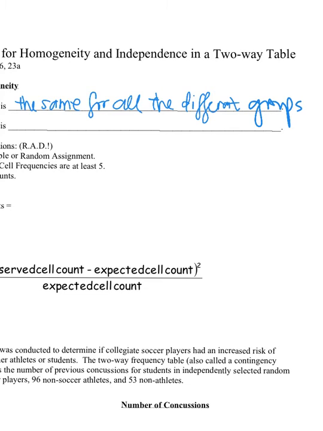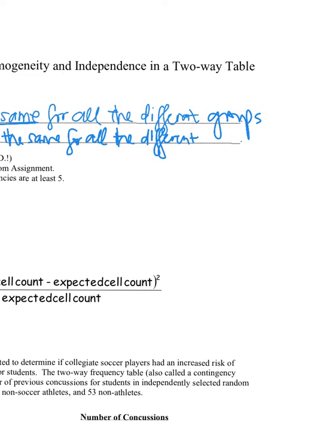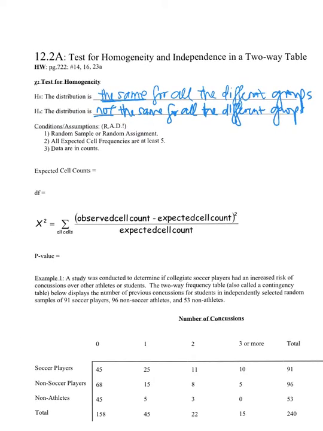Your null hypothesis is always that they are going to be the same. And so the alternative hypothesis is that the distribution is not the same, or is different, for all the different groups. So that's going to be our null and alternative hypothesis. We're testing to see whether or not the distribution of something is the same across a number of groups.